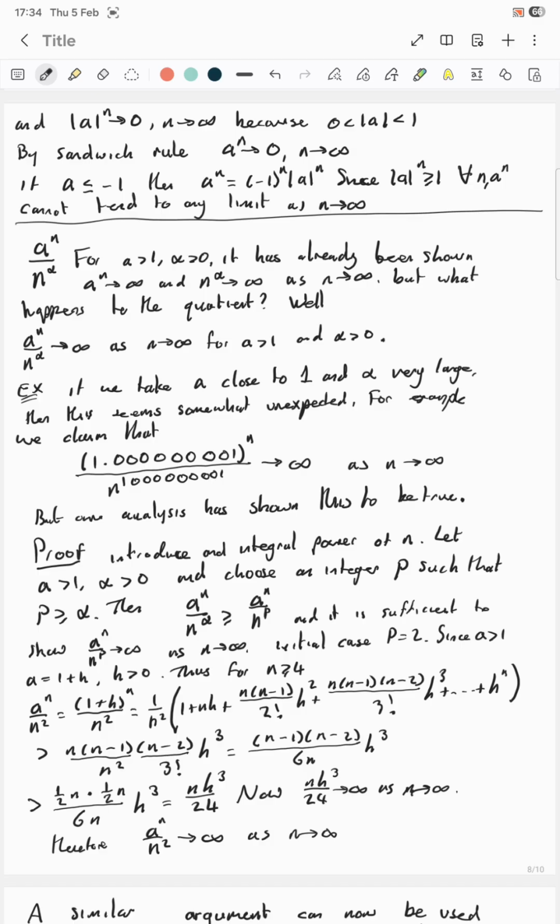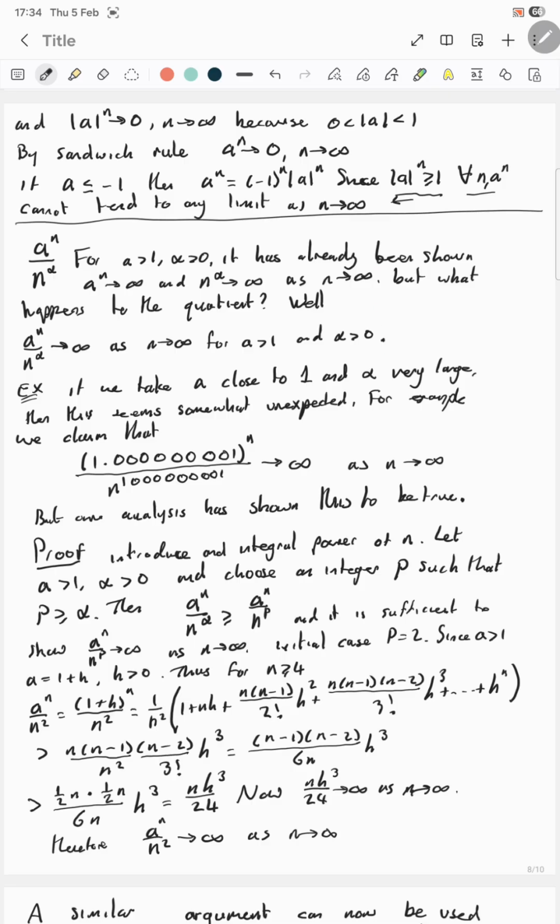By the sandwich rule, a to the n goes to 0 as n goes to infinity. And if a is less than or equal to minus 1, then a to the n equals minus 1 to the n multiplied by the absolute value of a to the n. Since the magnitude of a to the n is greater than or equal to 1 for all n, a to the n cannot tend to any limit as n goes to infinity.